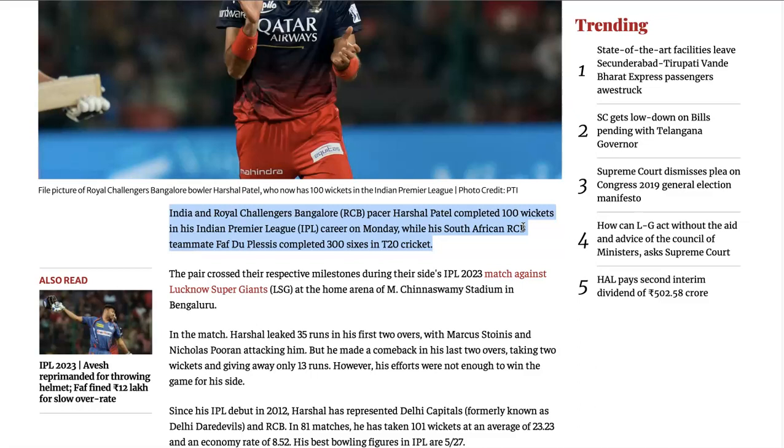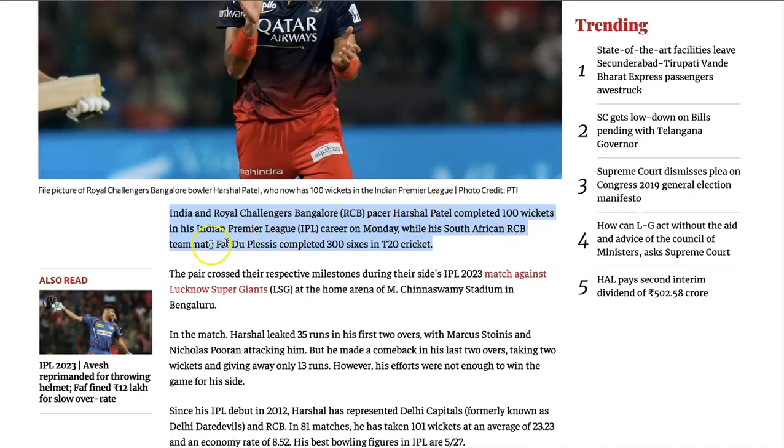So how many wickets a player can already have, how many wickets this player already had, all these things. And the next thing, another thing: while he is a South African RCB teammate, you can also extract that. So Harshal Patel's teammate Faf du Plessis, so basically they played for the same team. Another piece of information you can extract, because there is information.